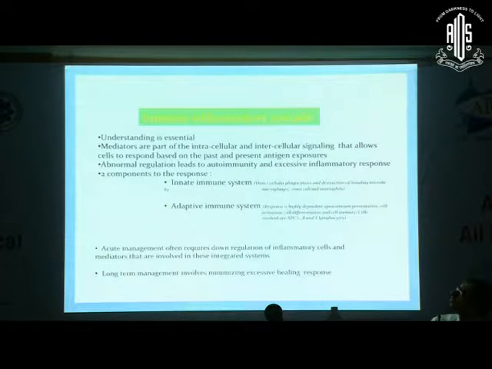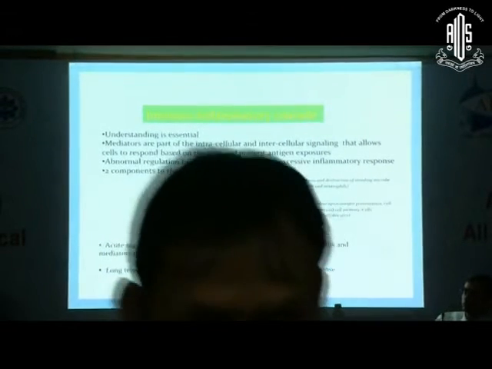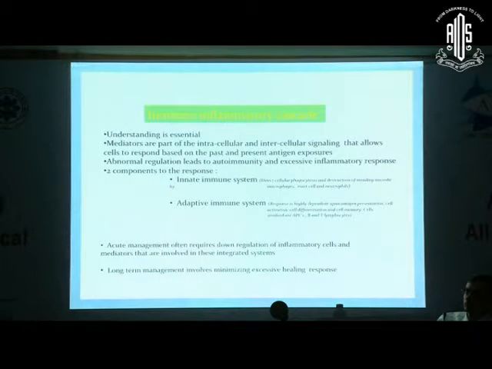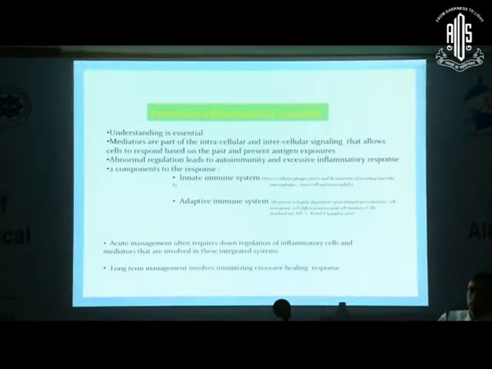A little brief on the immune inflammatory cascade. The understanding is supposed to be very essential. We have mediators that are part of the intracellular and intercellular signaling that allows the cells to respond based on past and present antigen exposures. Secondly, abnormal regulation leads to autoimmunity and excessive inflammatory responses.